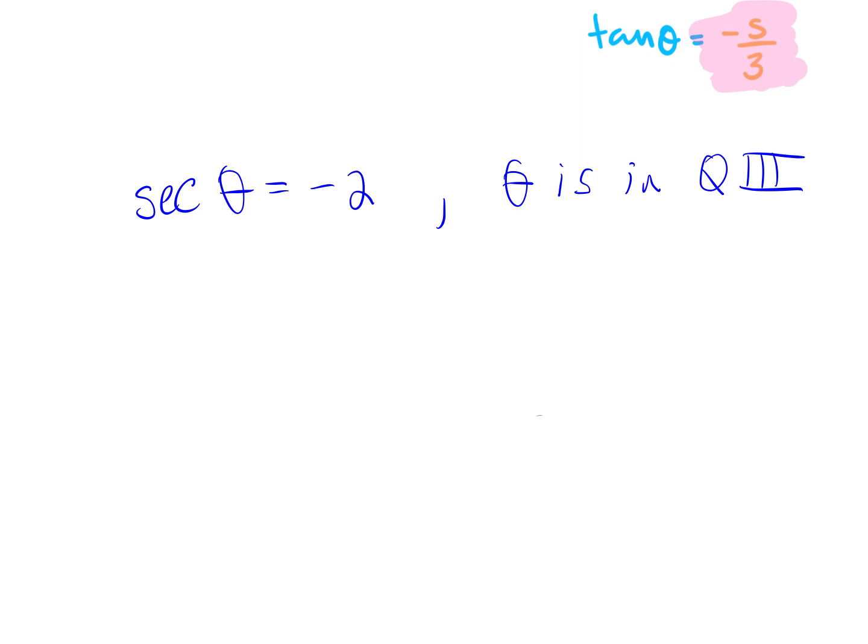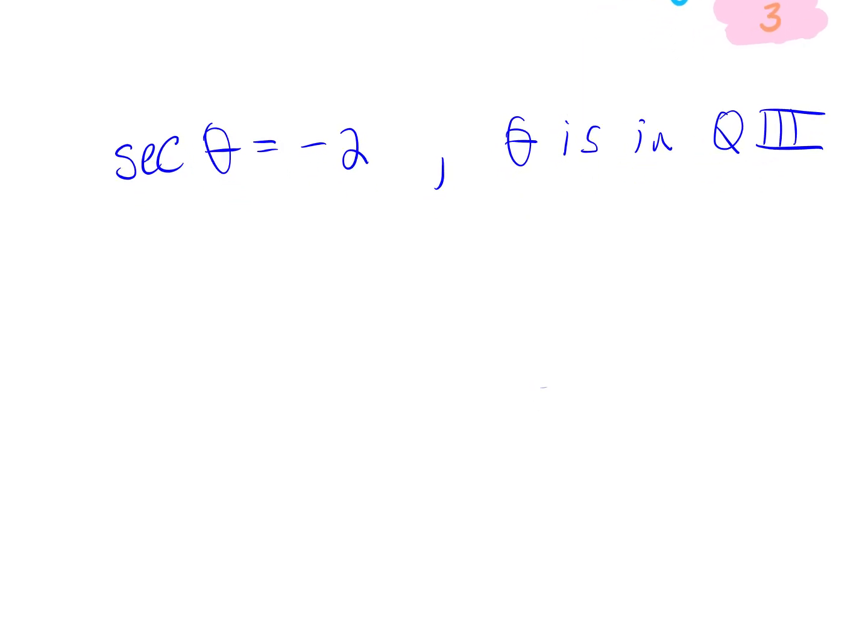So here we have secant of theta is -2. And theta is in quadrant 3. So let's draw our triangle. And we're in quadrant 3. So 1, 2, 3 would be down here. Now when you draw your triangle, you always go from the line to the x-axis. So you always drop it to the horizontal axis there. And theta always comes from the center.